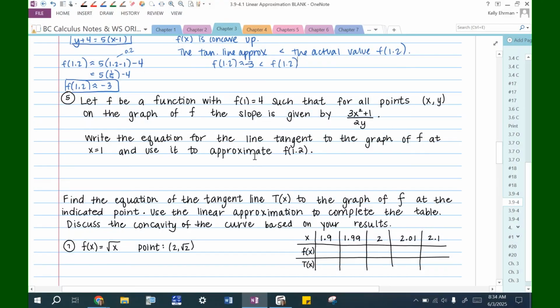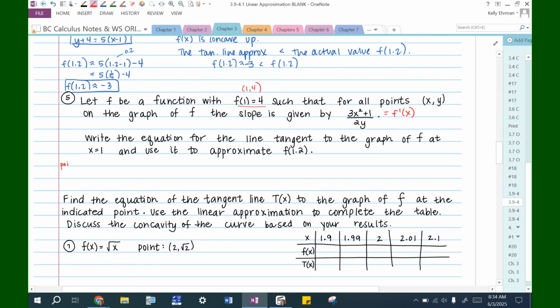All right, let f be a function where f of 1 equals 4, that's a point (1, 4), such that for all points x, y on the graph of f, the slope is given by this. So now this is the f prime of x equation. Write the equation for the line tangent to the graph of f at x equals 1 and use it to approximate f of 1.2. So we already have a point.